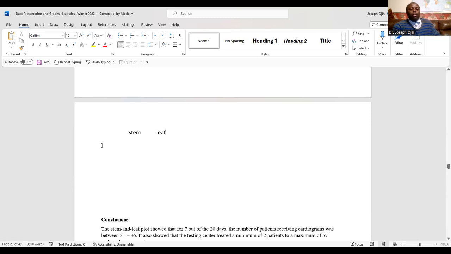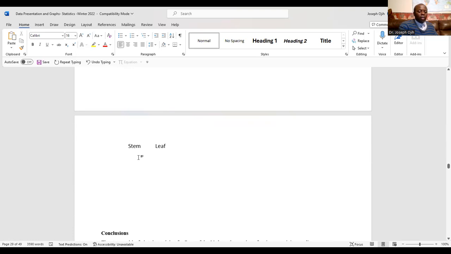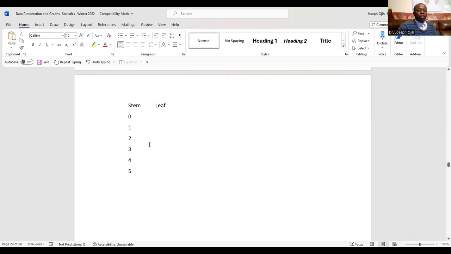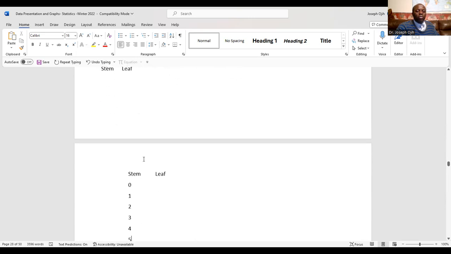Now, if you look only at the stem, it goes from 0 to 5. So you have 0, 1, 2, 3, 4, 5. Now, see 02. We have 0 already here, so we just put 2 here.